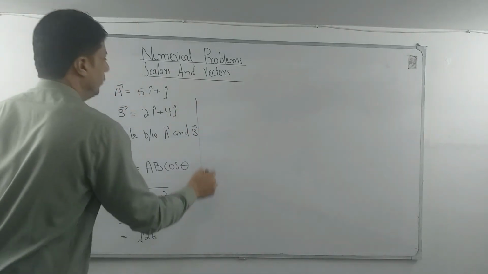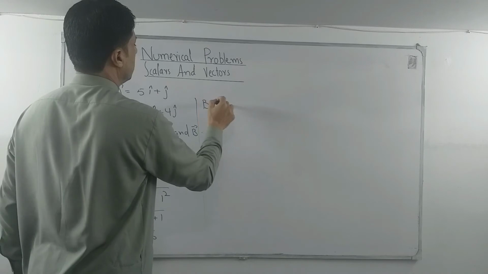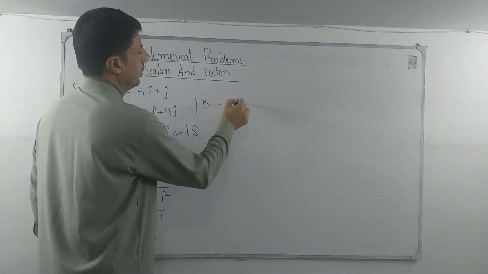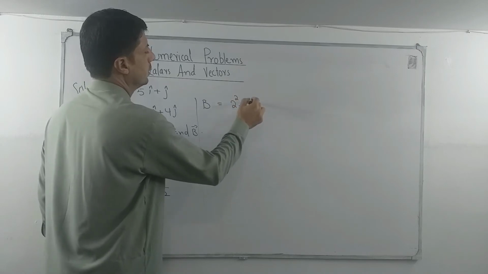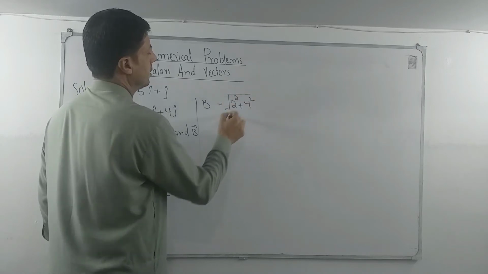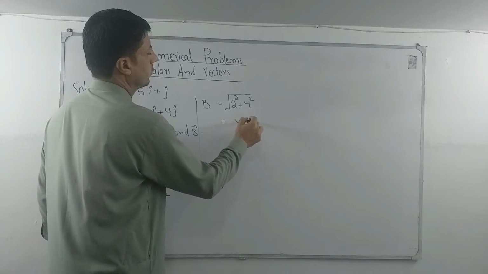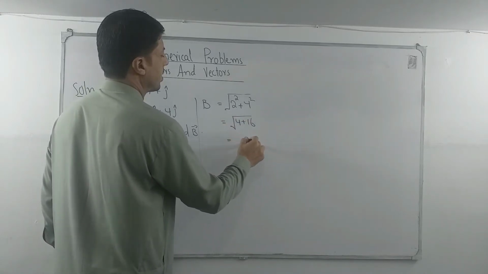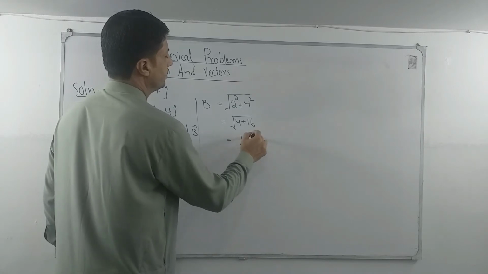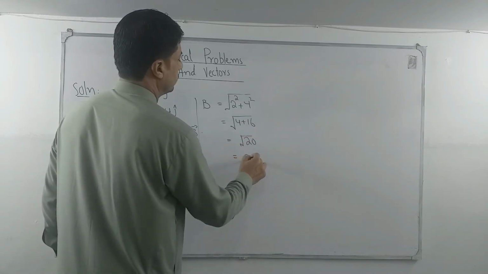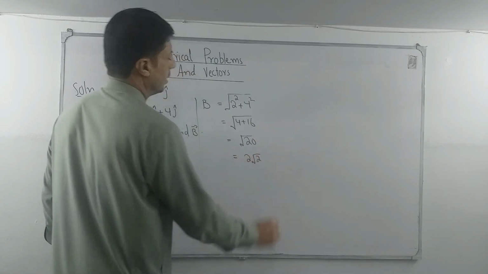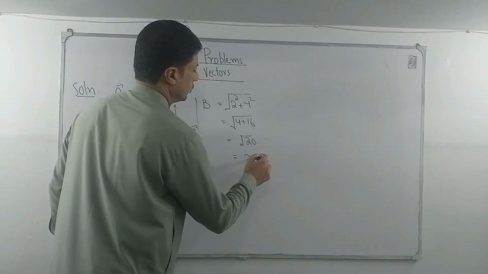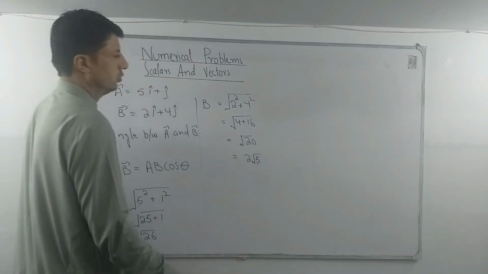Now the magnitude of vector B is equal to 2 square plus 4 square under root. 2 2s are 4 plus 4 4s are 16, under root 20, and you can write this as 2 under root 5. How can we simplify this to 2 under root 5?